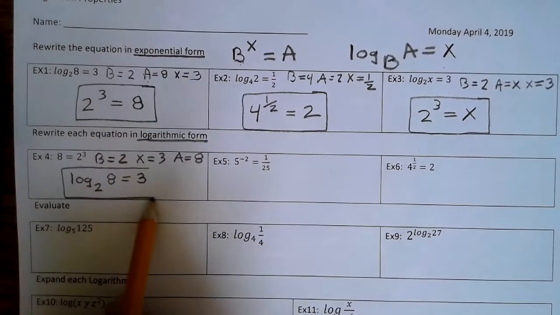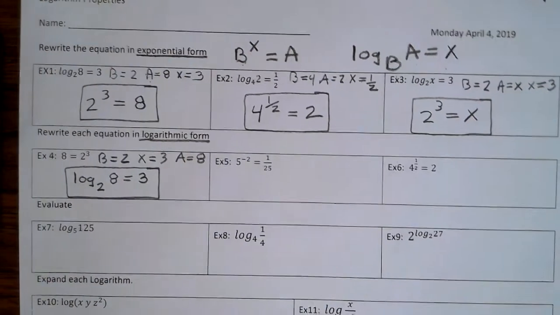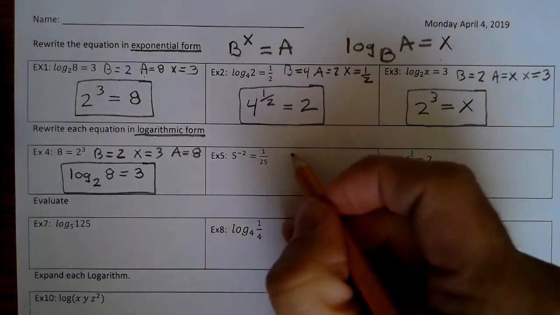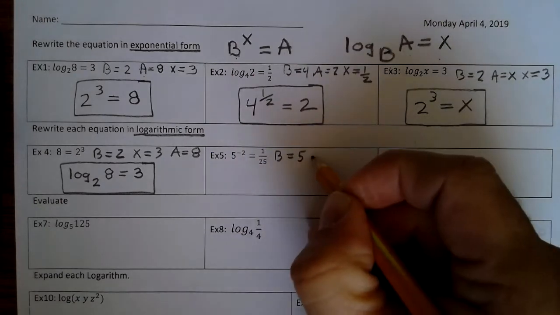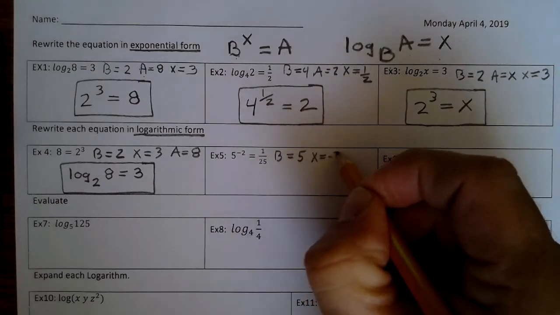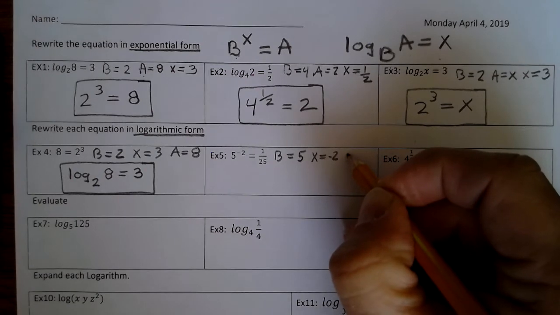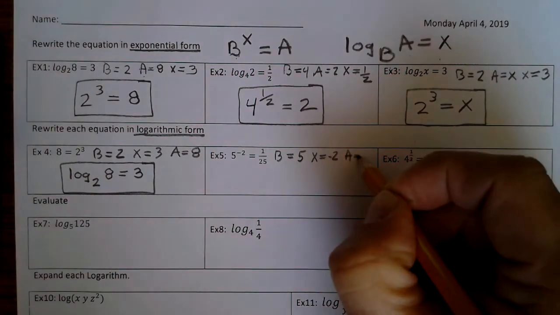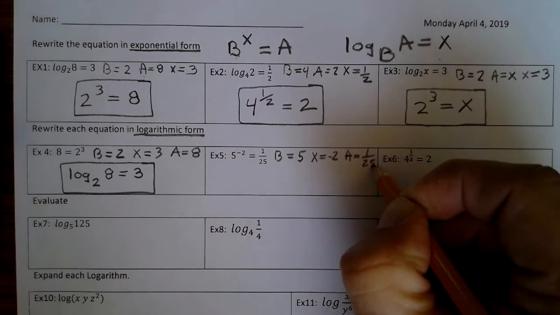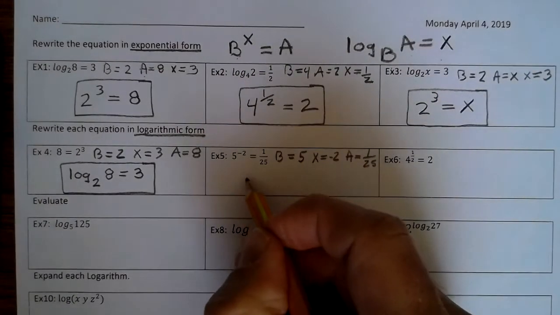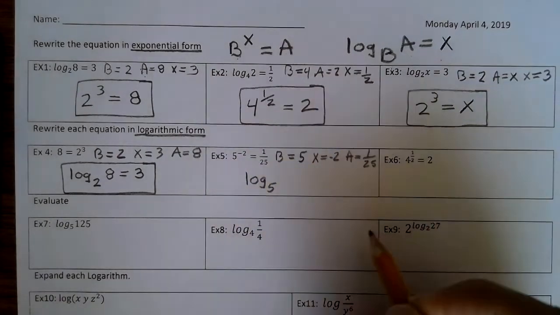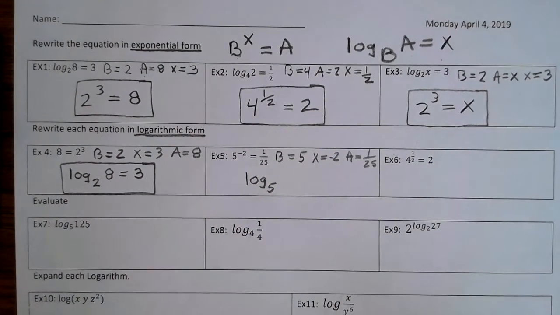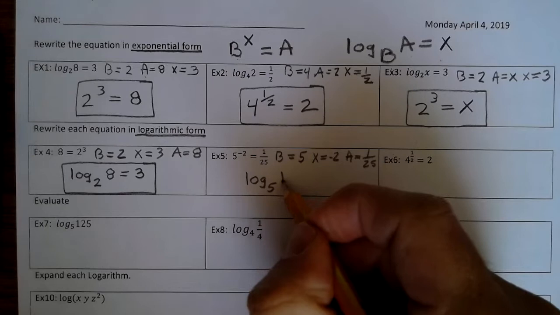Okay, so here B is 5, X is -2, and A equals 1/25. So that's log base 5 of 1/25 equals -2.